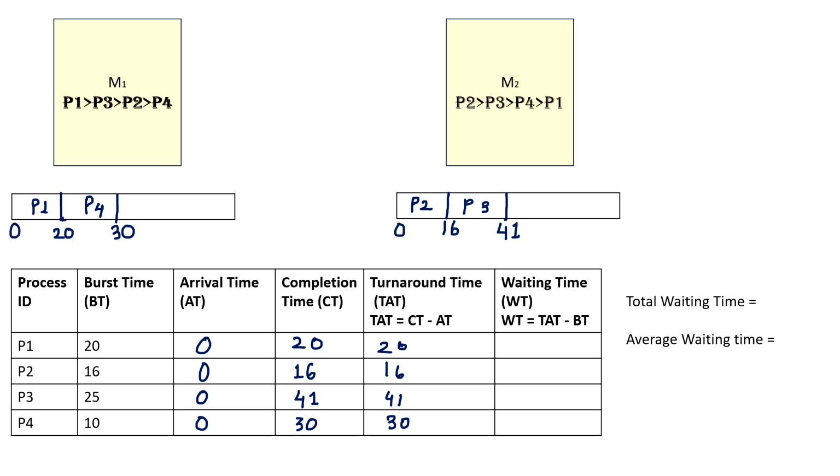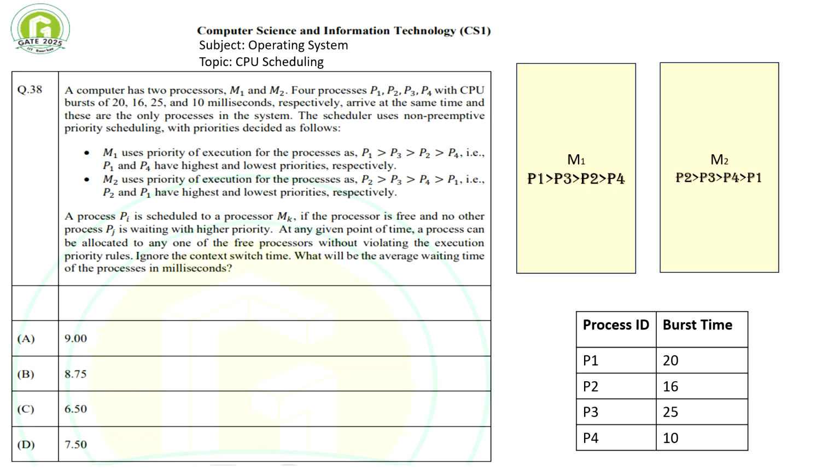And the waiting time is calculated as turnaround time minus burst time. Processes P1 and P2 have 0 waiting time. For P3 this is 41 minus 25, that is 16. It was waiting for 16 units of time before getting the CPU. And for P4 this is 20. So the total waiting time, you sum all these, is 36. And the average, you divide this by the number of processes, that is 4, which is equal to 9. Hence the answer to this question is 9. Thank you.